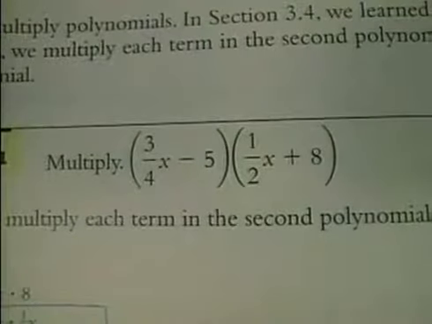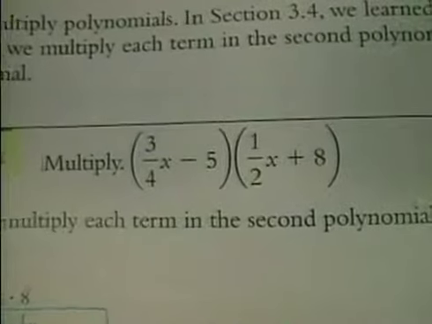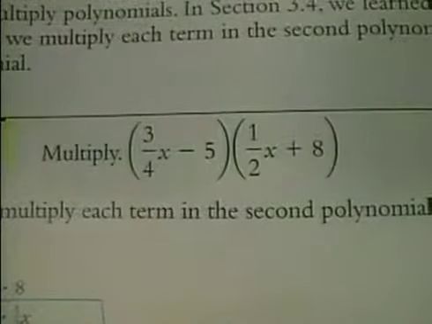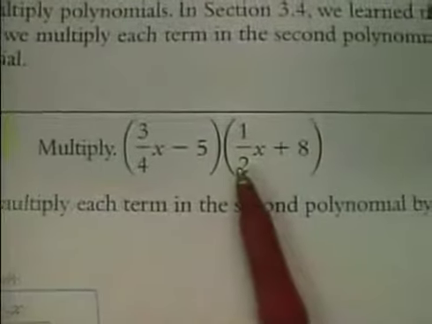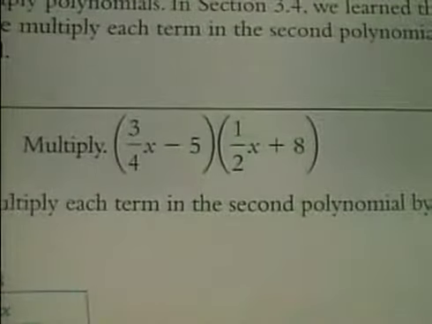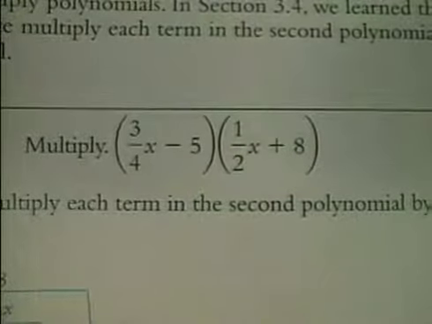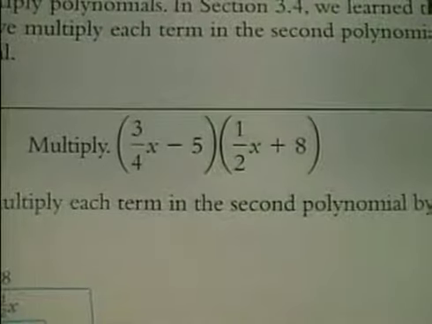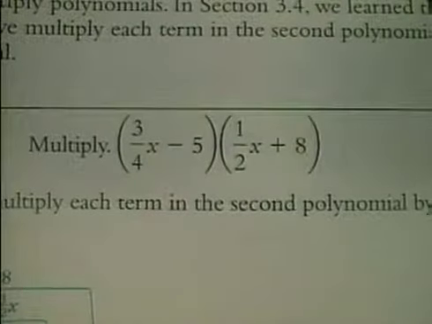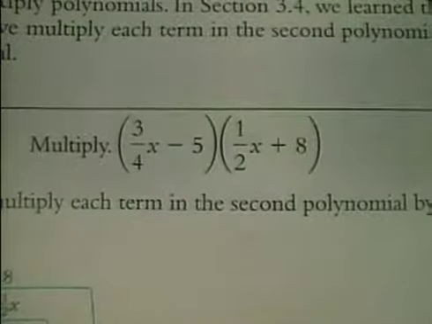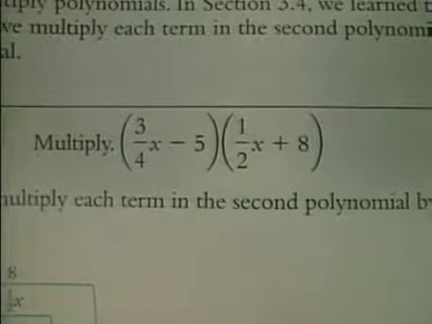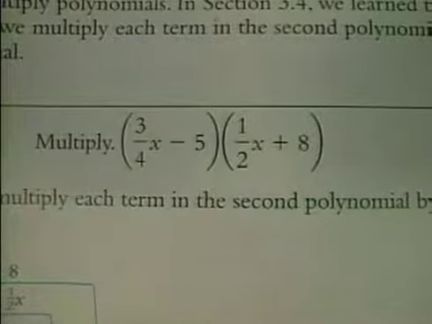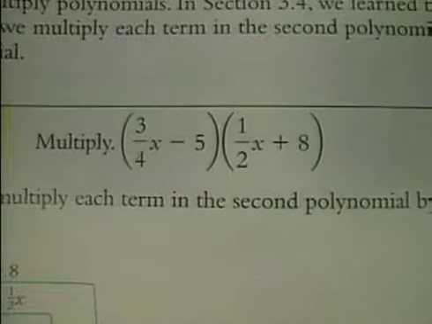This is the problem on a test that you did not do well. Where you're supposed to FOIL, right? And you're supposed to multiply the 3/4 x times the 1/2 x and get an x squared. My emphasis there is because you didn't. And then you multiply 5 times 8. And James, you would get 40 and not 3.